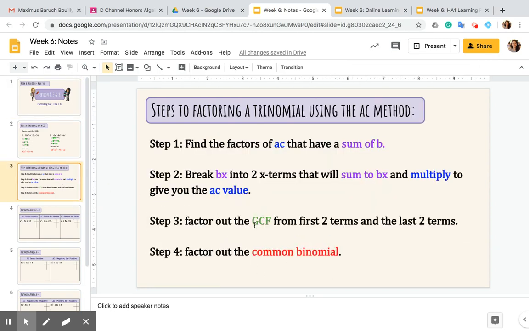Then you're going to factor a GCF, just like we did on this slide. You're going to factor the GCF from the first 2 terms, and you're going to factor a GCF out of the last 2 terms.